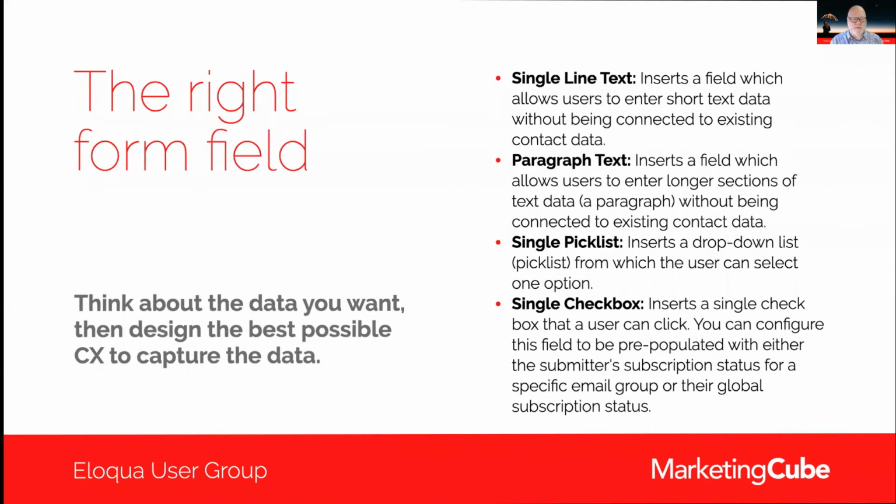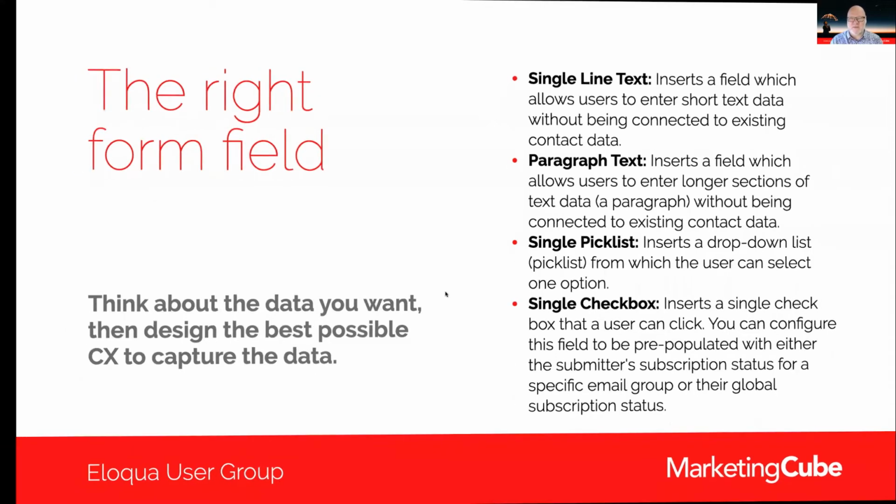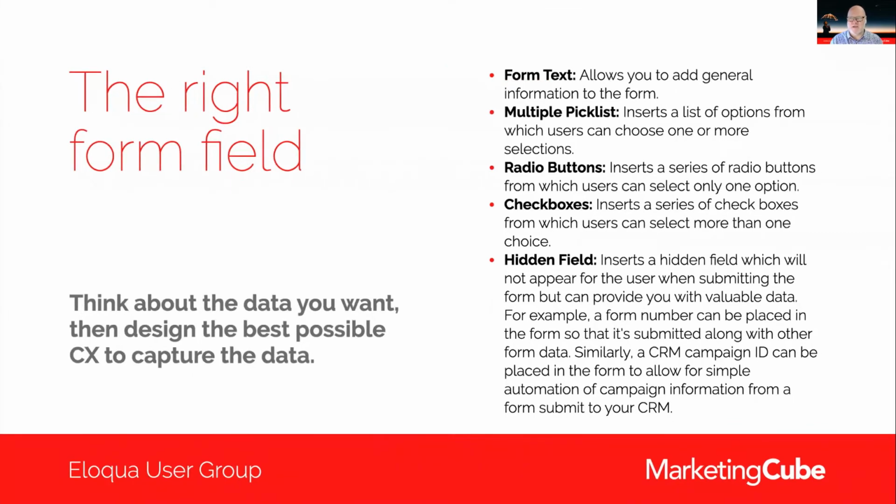And then finally, from a fundamentals point of view, just to recap for you, the types of fields that are available within the form. There's quite a range of those available. You've got single line text, paragraph text, single pick list, single checkboxes. All of this information is available in the Help Center too, by the way, and of course, it's right in front of you there in Eloqua. Form text is just a way that you can add some headings and sections to your form. If you wanted to break it out a little bit with some descriptions, you can do that. Multiple pick lists, radio buttons, checkboxes, and hidden fields.